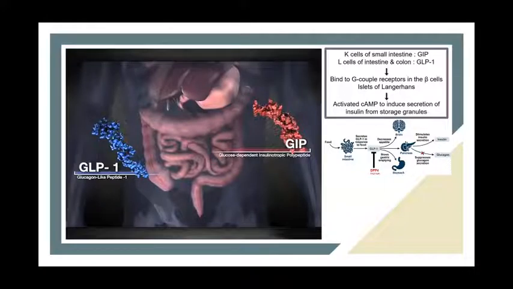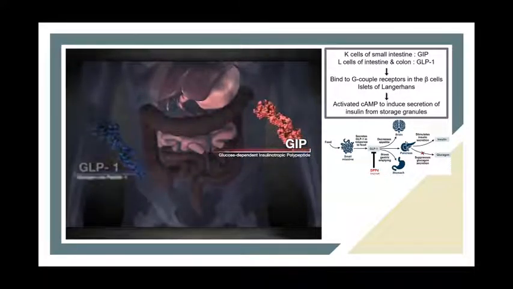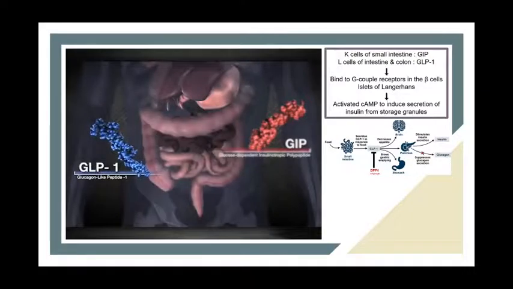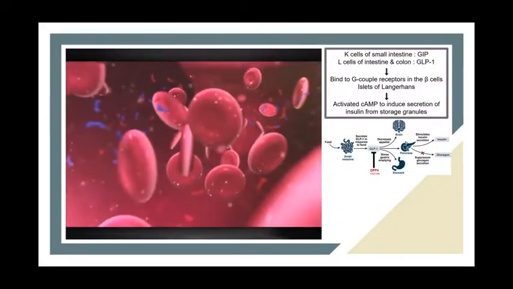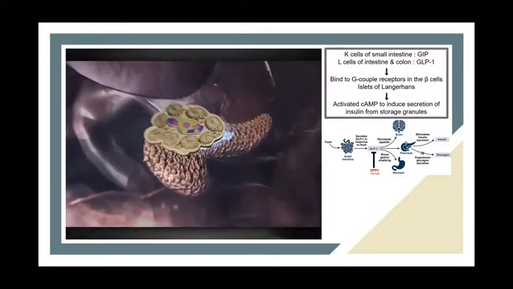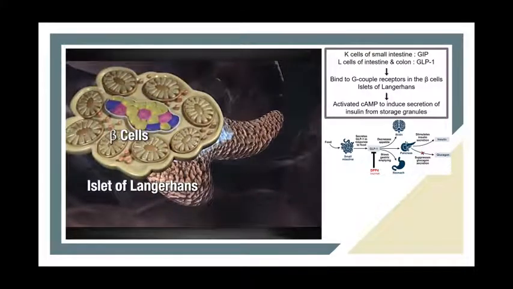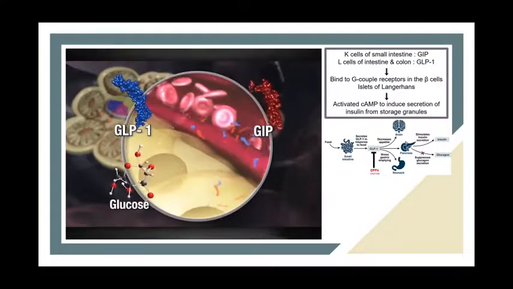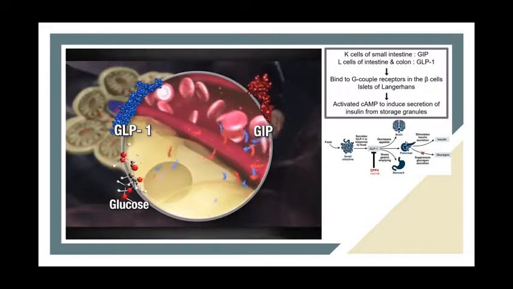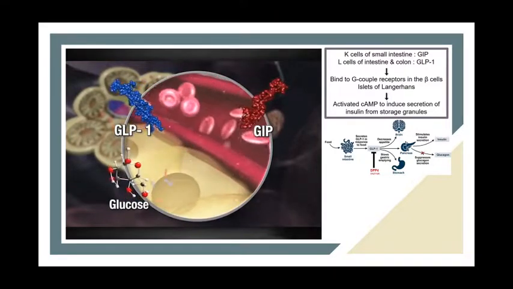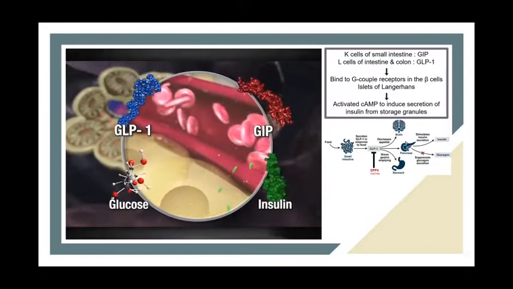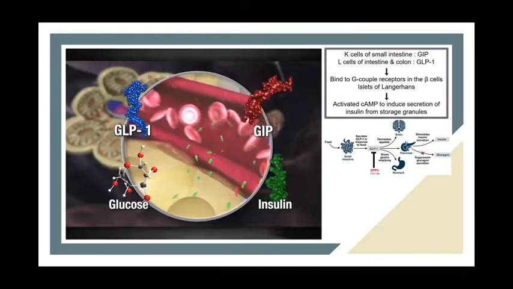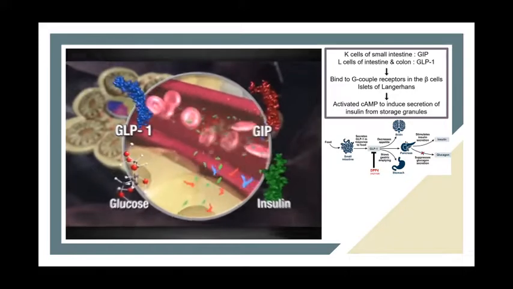GIP is released from K cells, which are predominantly located in the proximal small intestine, whereas GLP-1 is produced by L cells, which are primarily found in the distal small intestine and colon. GIP and GLP-1 travel through the bloodstream to the pancreas. In the presence of glucose, these hormones bind to G-protein-coupled receptors on beta cells, resulting in enhanced insulin biosynthesis and secretion. In healthy individuals, incretin hormones appear to be responsible for between 50 and 70% of the insulin release after a meal, although this point is still a matter of some debate.